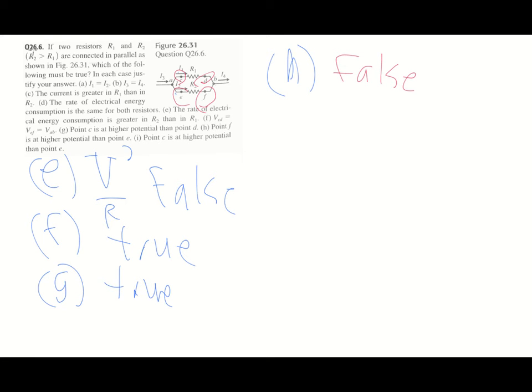Then they talk about point C and point E. Although those are on different lines, they're going to actually have the same electric potential because it hasn't even crossed there. So that's going to be false also.